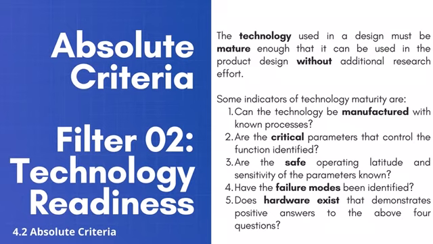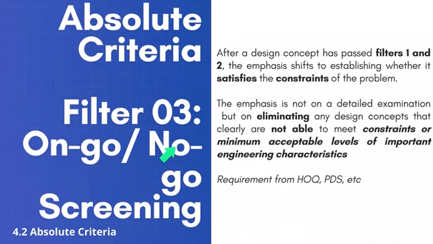So, if your concept has positive answers to these 4 questions, the concept can proceed to the next step. However, if your concept has fewer than 4 positive answers to these questions, it is advisable to exclude the concept from the next step. The third absolute criteria is the go, no-go screening.